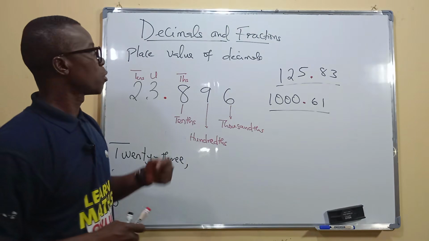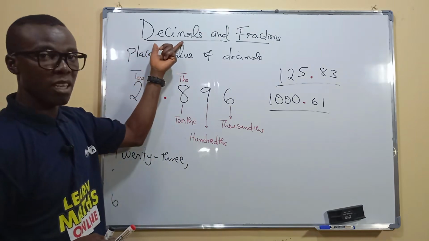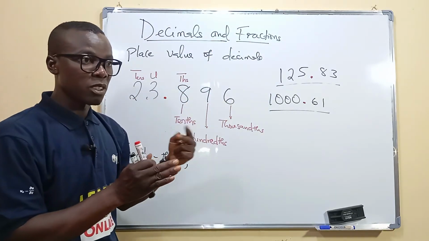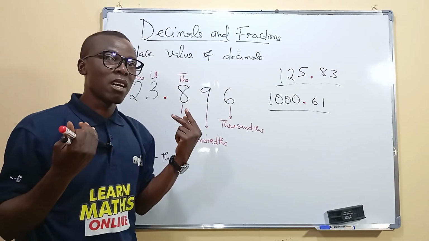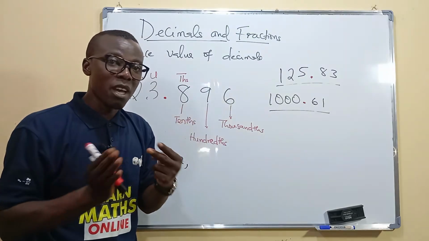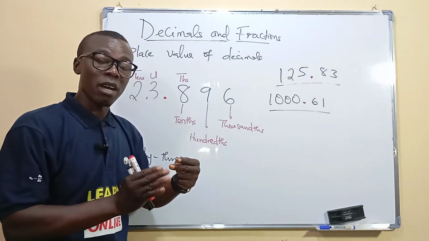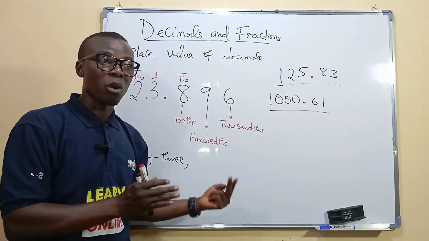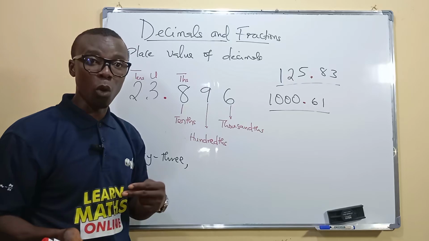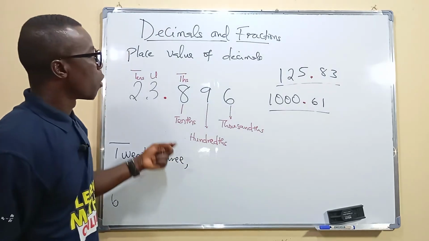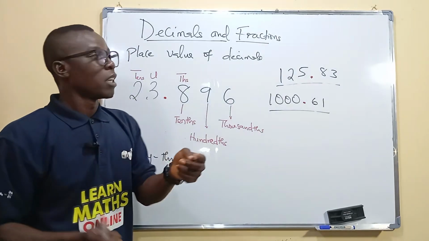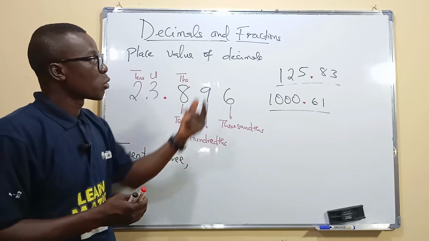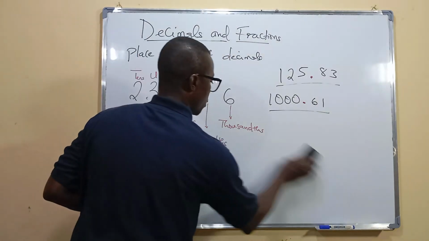Now I would like you to also know that there's a relationship, as I said earlier on, between decimals and fractions. Think of it as you wearing different clothes. You are in school, you are in your uniform, and then at home you are in another wear, but it's still the same you. So numbers can be represented as decimals, and those same numbers can also be represented as fractions, all the same.